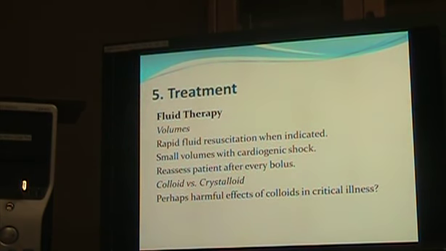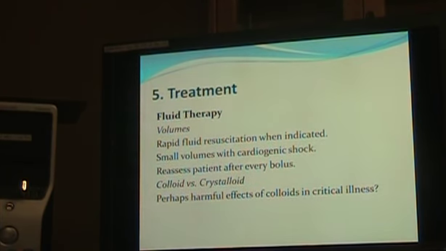So what is the treatment? Well, the treatment depends on the type of shock that you're dealing with. One of the important aspects of most shock therapies is fluid. And this is giving rapid fluids. These are boluses. These aren't fluids that are running over half an hour. When volume is indicated, it means volume that's bolused quickly and typically at 20 mils per kilo, unless you're dealing with cardiogenic shock, and then it's going to be 5 to 10 mils per kilo.